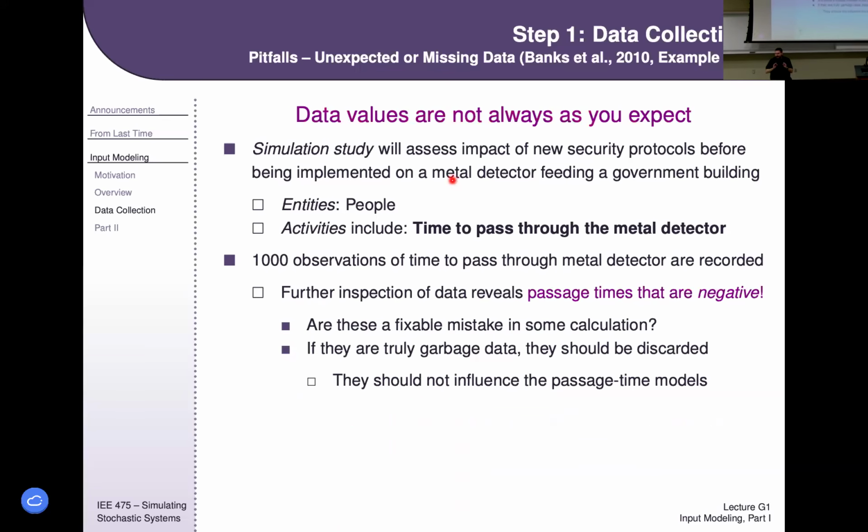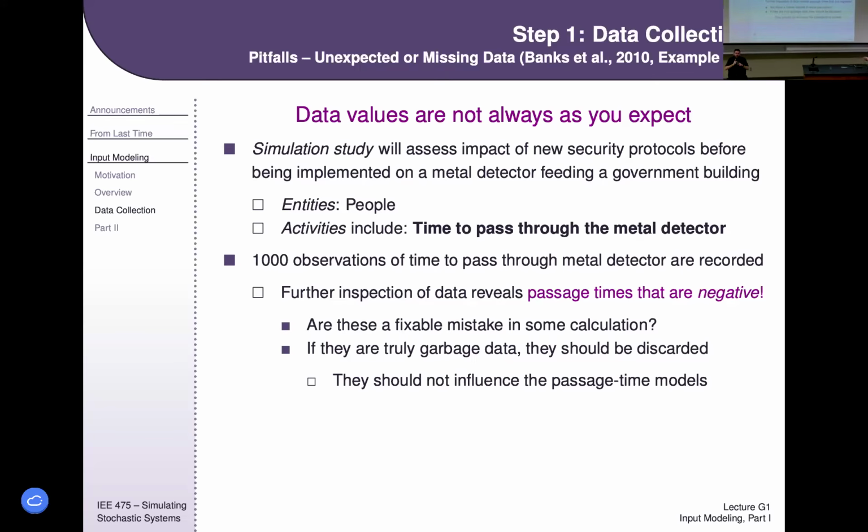All right, and then data values not being what you expect. So we see that sometimes passage times in this same system are negatives. So this is going to happen. Duration should never be negative, but the way things are calculated, sometimes you get rounding errors that go the wrong way, and you end up getting these negatives, or somebody might have recorded the wrong time.